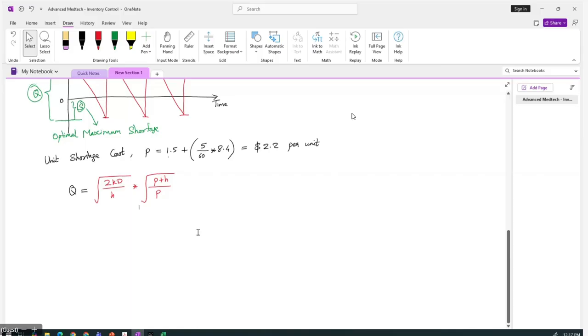So for Q, this is what the formula will be. And for the optimal maximum shortage that we discussed, what is that? For that, the formula is going to be H divided by (H plus P), into Q.